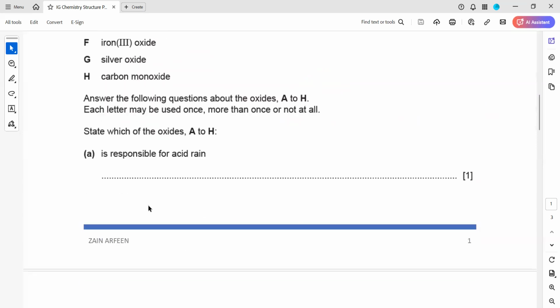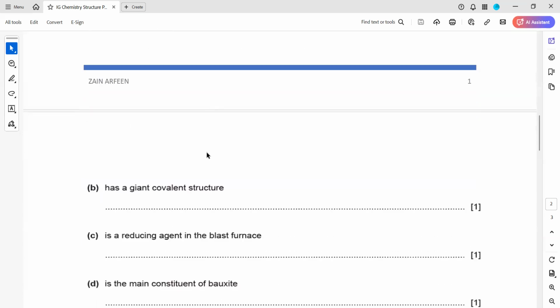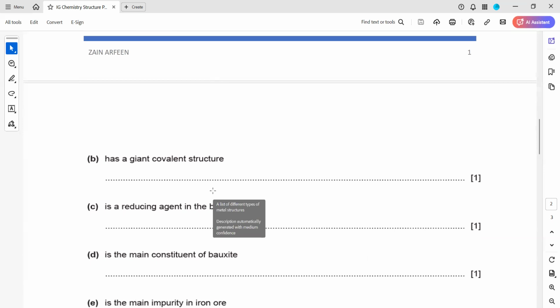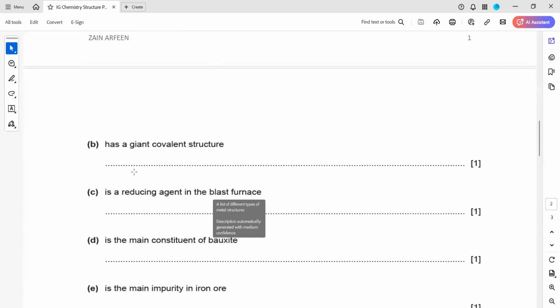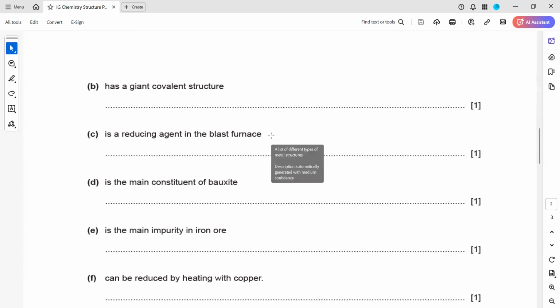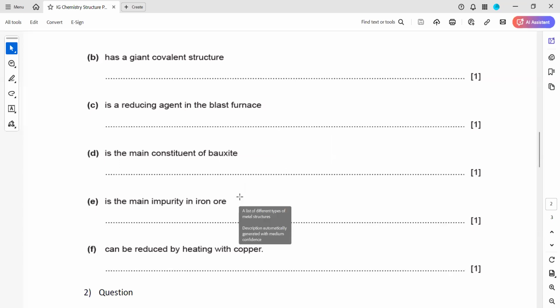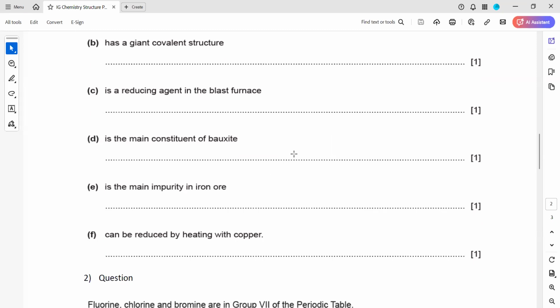So the one which causes acid rain is sulfur dioxide. The one which has a giant covalent structure is silicon 4 oxide. I'm recording the session, so you can check that. The reducing agent in a blast furnace is carbon monoxide. The main constituent of the bauxite is aluminium oxide. The main impurity of the iron ore is silicon 4 oxide, and the one that can be reduced by heating with copper should be a metal oxide less reactive than copper. That's why it is silver.